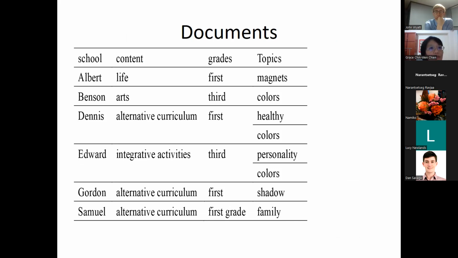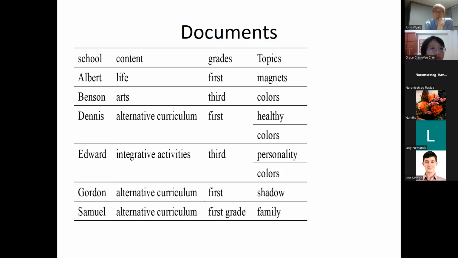So in the data collection here, the Albert school focuses on CLIL lessons in life, for first graders. The topic I talk about is magnets. Benson school focuses on teaching CLIL in arts, for third graders, particularly on colors. Three schools teach the alternative curriculum for first grade. They have a subject called alternative curriculum, so they have different topics like health, colors, or families.